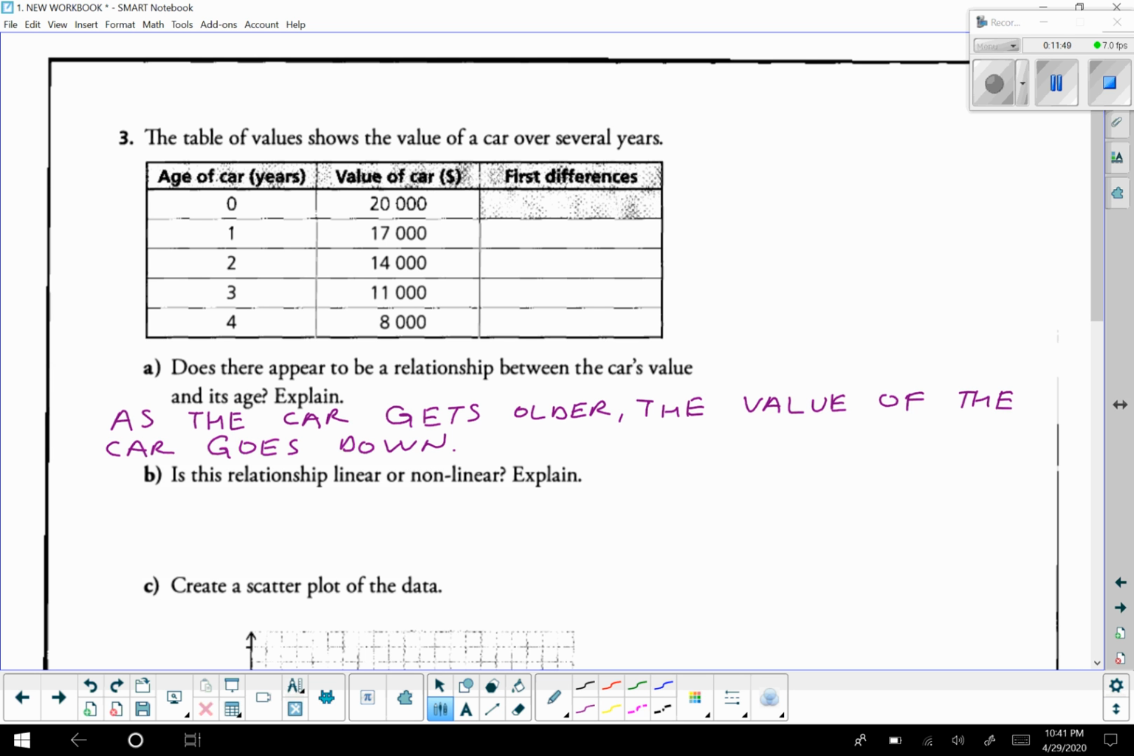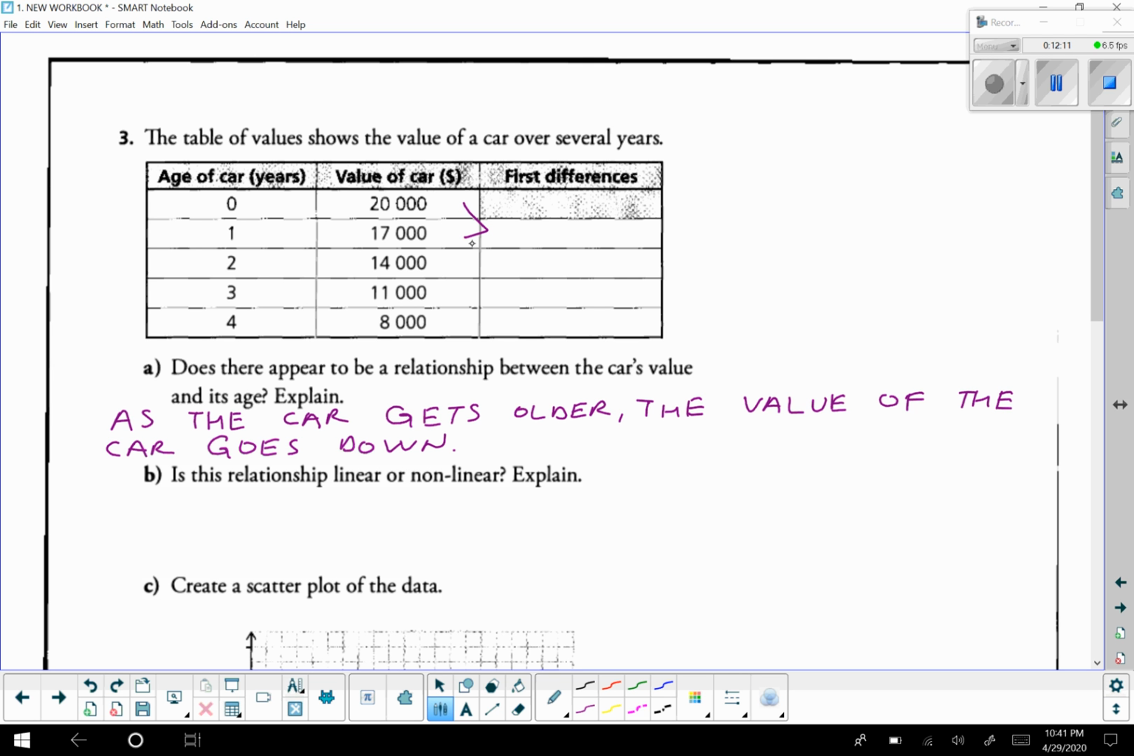There we go. That is a relationship. Or we could say the value of the car decreases. All right. Is this relationship linear or nonlinear? We don't know yet. We could graph it, which we will create a scatter plot later. But for now, because it's asking if it's linear or nonlinear, we're going to just do the first differences right away. So here we go.